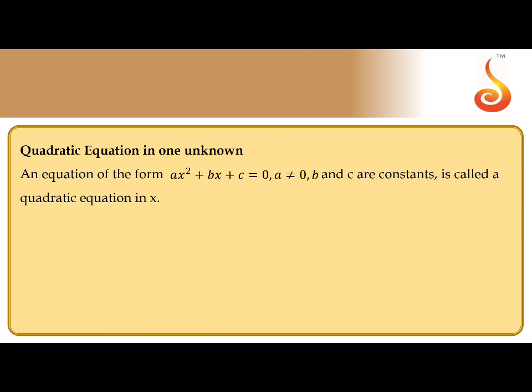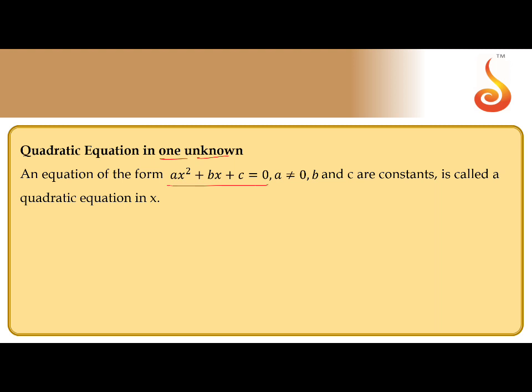Now we are going to learn quadratic equation in one unknown. So here one unknown is there. What do we mean by one unknown? x. If two unknowns, it means x and y; three unknowns means x, y, z, like that. So now we are discussing quadratic equation in one unknown.